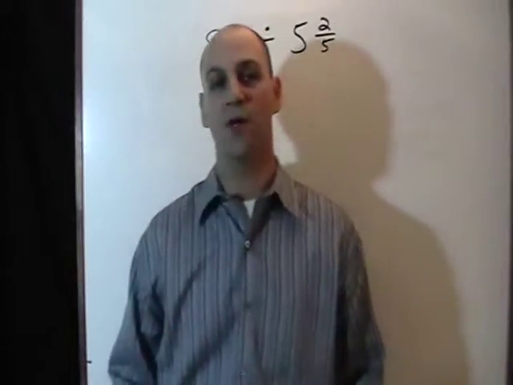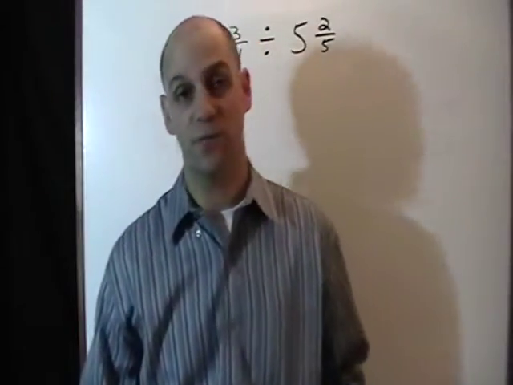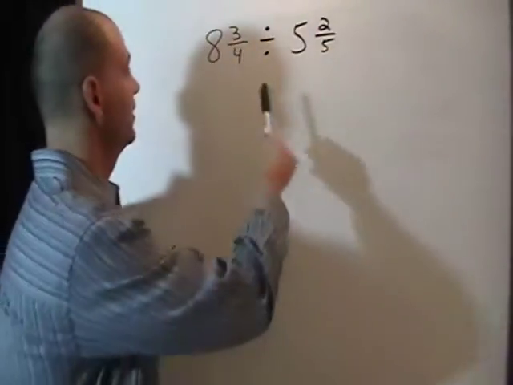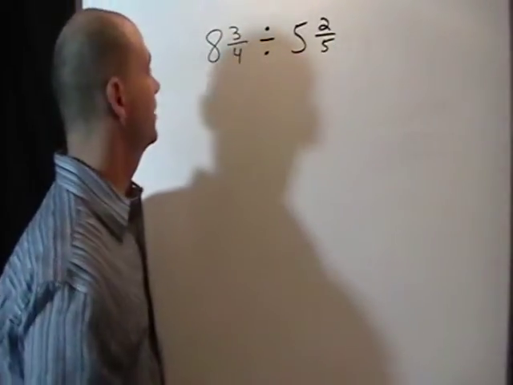In our previous lesson we looked at multiplication of mixed numbers, and now we're just going to take that one step further and talk about division of mixed numbers. So let's have a look at an example. Say we're going to take 8 3/4 divided by 5 2/5.